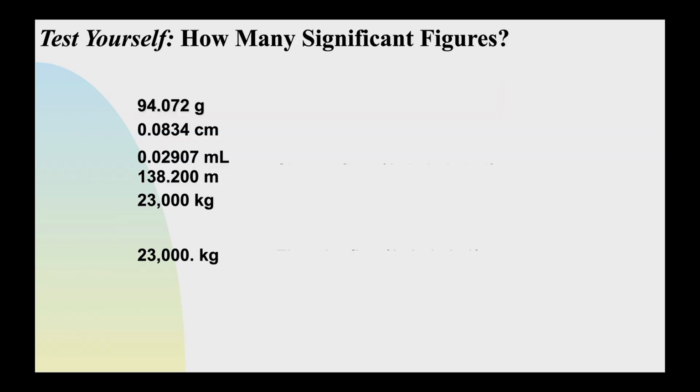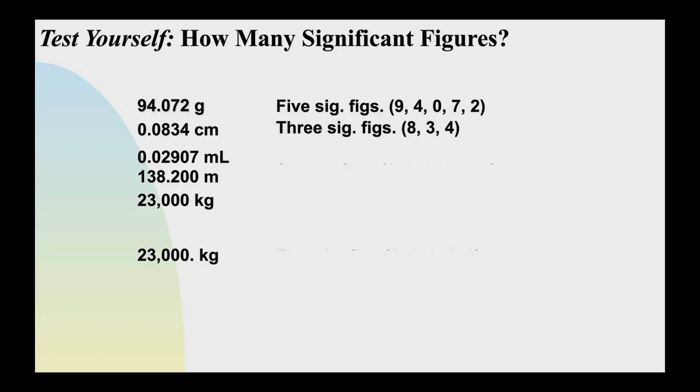So here's some examples. Let's see how many sig figs these numbers have. And the first one has a 0 in the middle, so they're all significant. That would be 5 sig figs. The second number there, 0.0834, the initial zeros are placeholders. Those do not count. That would be just a 3 sig fig number.